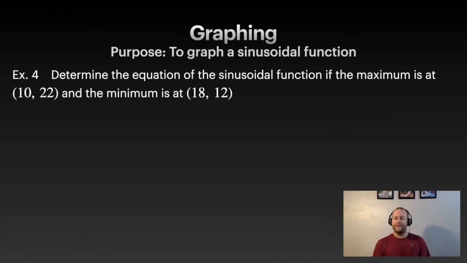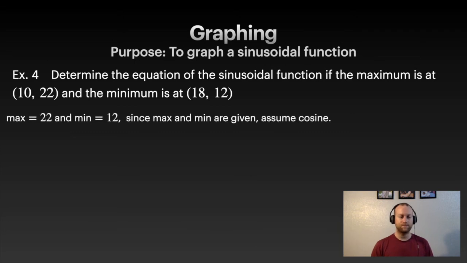Let's try a little bit different type of question. Determine the equation of a sine function where the maximum is at x equals 10, y equals 22, and the minimum is at x equals 18 and y is 12. So from this, let's figure out what the equation is. So max at 22, minimum at 12.